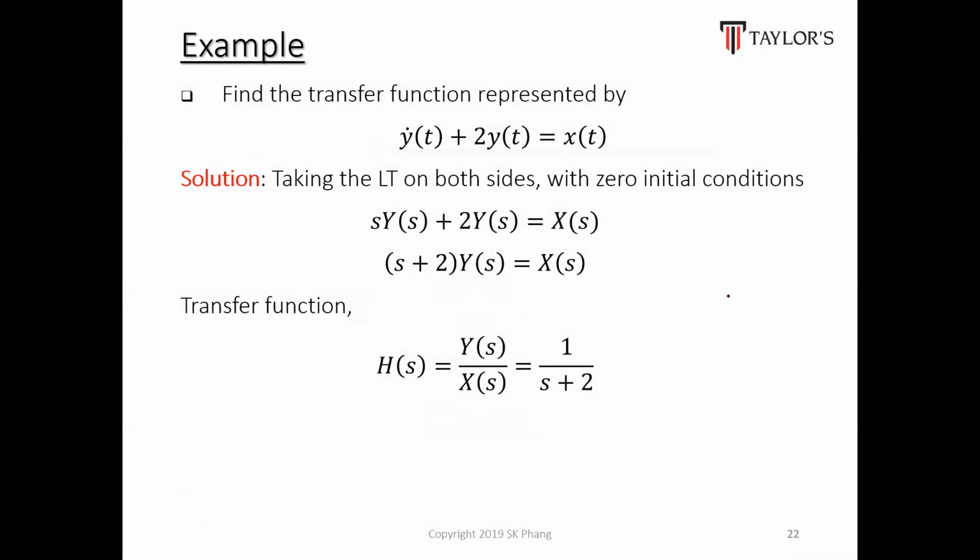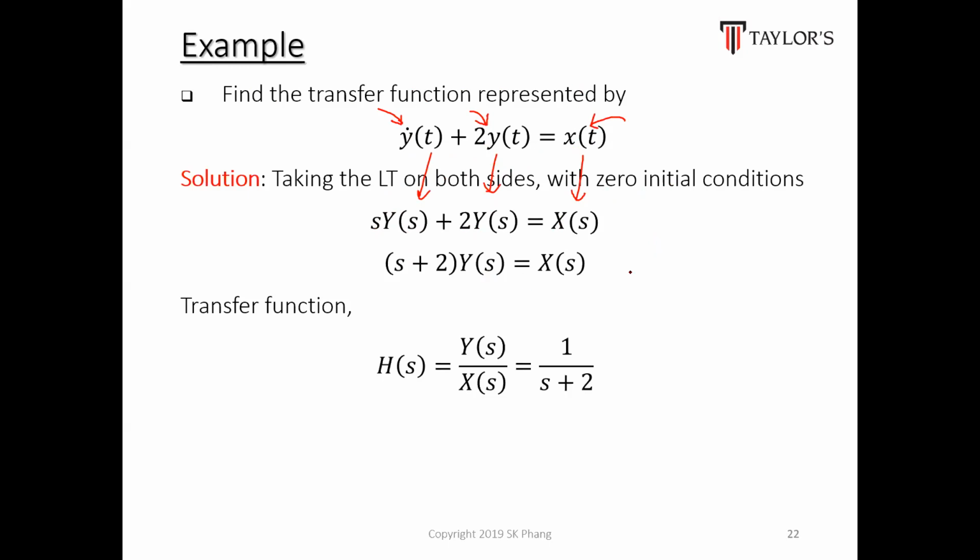Okay, so this is an example of how you can find the transfer function of a particular system from its mathematical equation. This is the input to the system, and this is the output of the system. The output is governed by this equation. What you need to do is directly take the Laplace transform of each of these terms. Because it's an LTI system, you can take it one by one. So y dot becomes sY, 2y becomes 2Y, and x just becomes X.